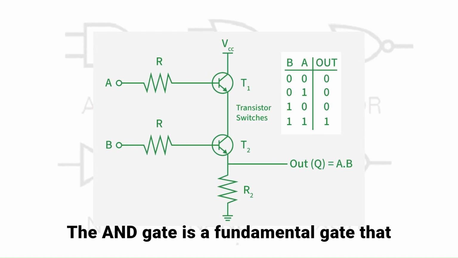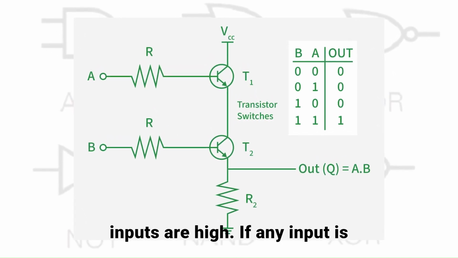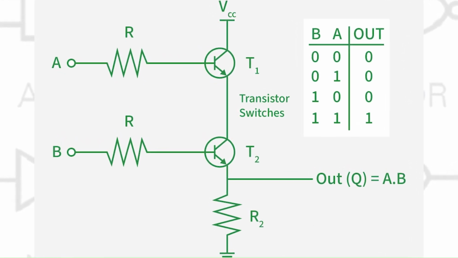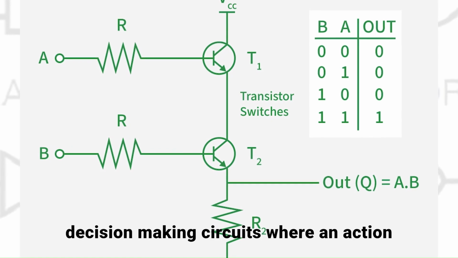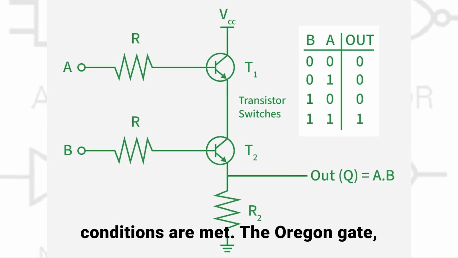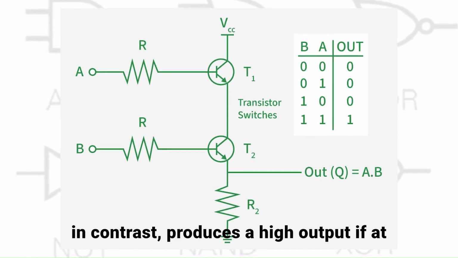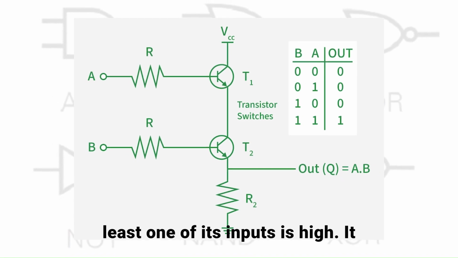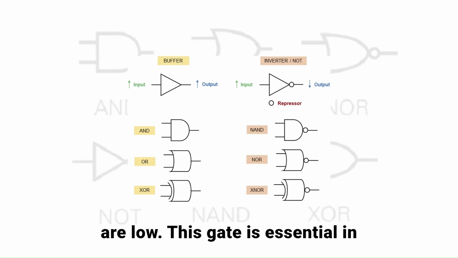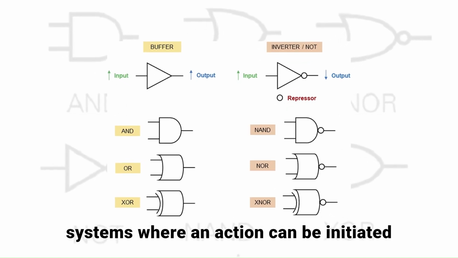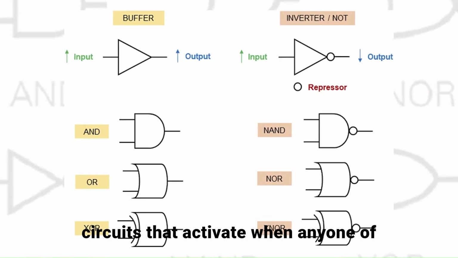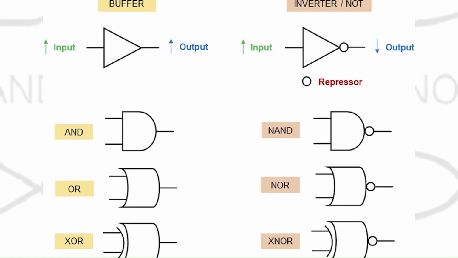The AND gate is a fundamental gate that outputs a high signal only when all its inputs are high. If any input is low, the output remains low. This makes the AND gate useful for decision-making circuits, where an action is triggered only when multiple conditions are met. The OR gate, in contrast, produces a high output if at least one of its inputs is high. It only gives a low output when all inputs are low. This gate is essential in systems where an action can be initiated by multiple conditions, such as alarm circuits that activate when any one of several sensors detect an issue.